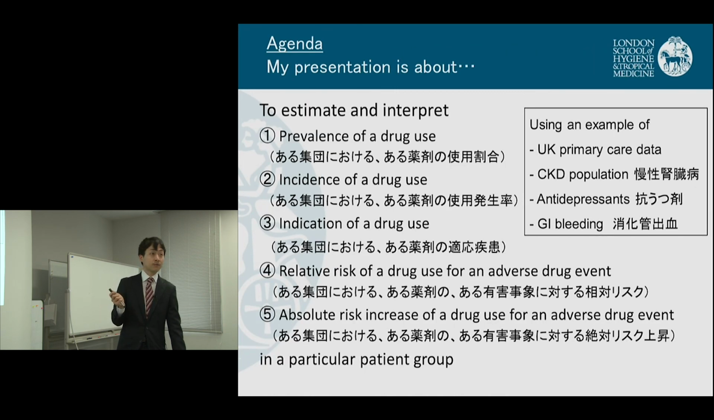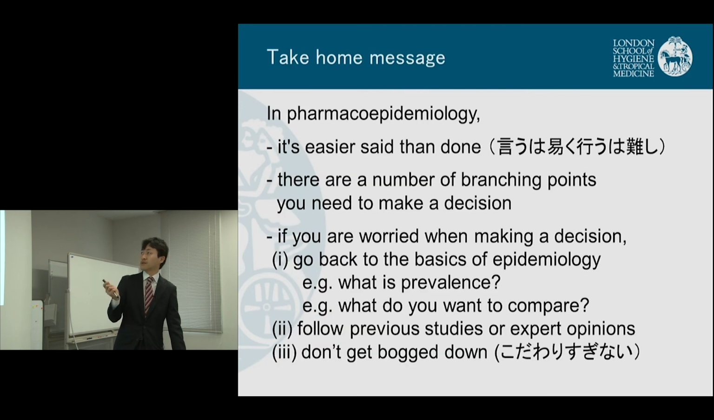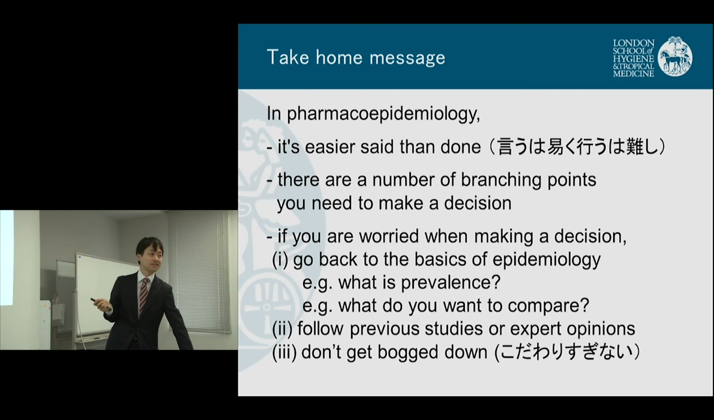So this is almost the end of my presentation. Take-home message: pharmacoepidemiology is fun, but it's maybe easier said than done. There are a number of branching points where you need to make a decision. And if you are worried when making each decision, go back to the basics of epidemiology, like what is prevalence and what do you want to compare. Comparison may be the most important. And follow previous studies or expert opinions. And don't get bogged down, or don't spend too much on small differences.